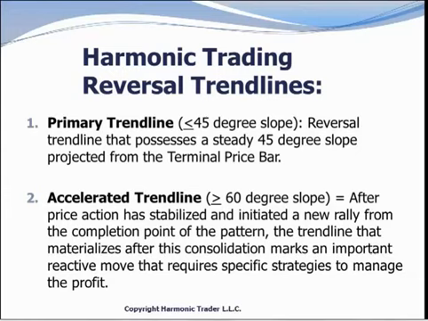The other type is the accelerated. This is a 60-degree or greater slope. After price action has stabilized and initiated a new rally or reversal from the completion point, the trend line that materializes after this consolidation marks an important reactive move that requires specific strategies to manage the profit. We're going to look at these expectations because we have different expectations for the primary versus the accelerated trend line.